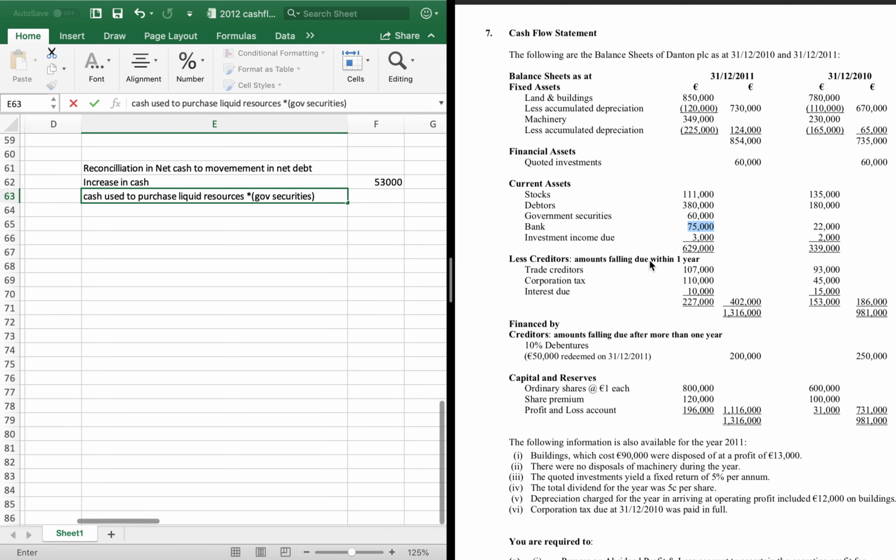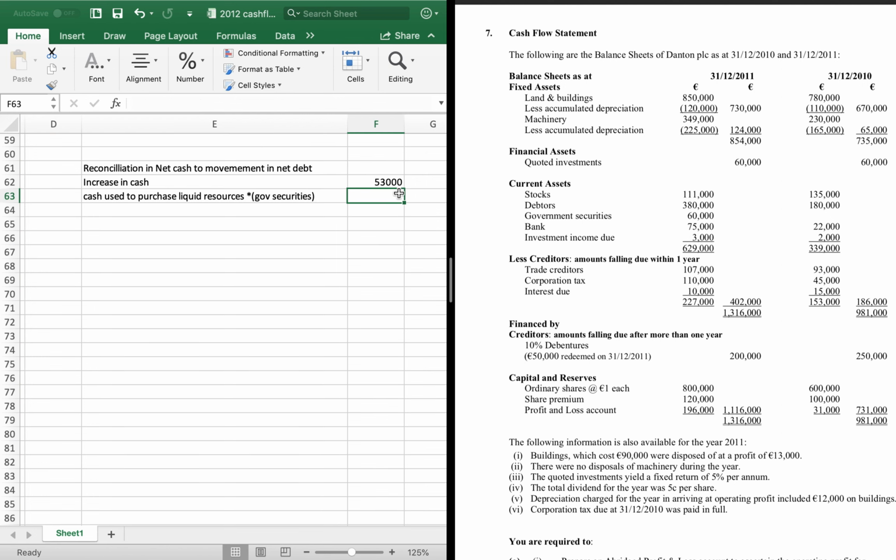Now for liquid resources, you can read government securities. Look at it. Government securities have gone from 0 to 60,000. So the government owe us 60,000 euros is really what that means. So our debt position, not only is our cash gotten better, but the government now owes 60,000 euros. So that's a plus. We have repaid debentures. So we have repaid 50,000 euros of debentures. And again, that's a good thing for our business. We owe less money, so that's also a plus.